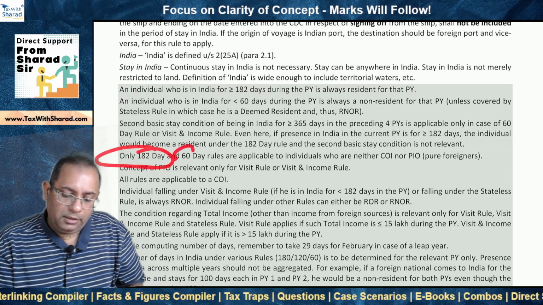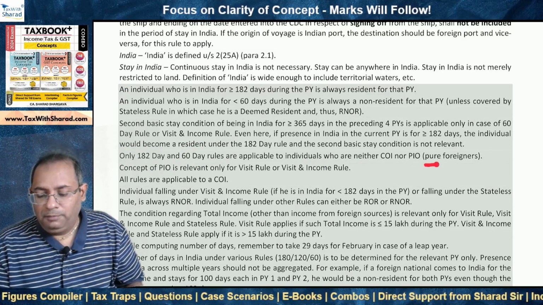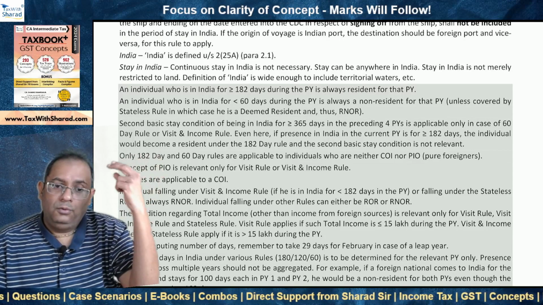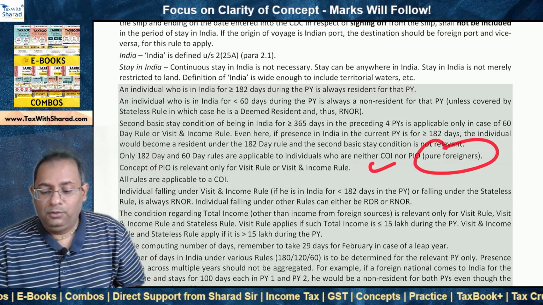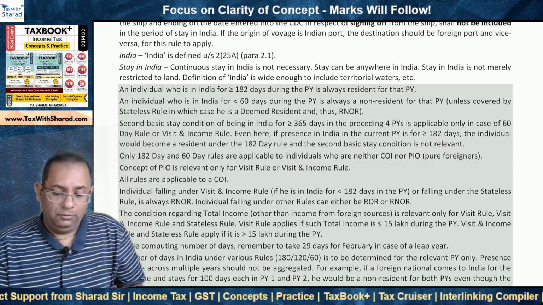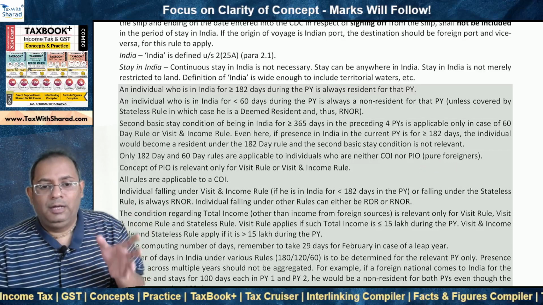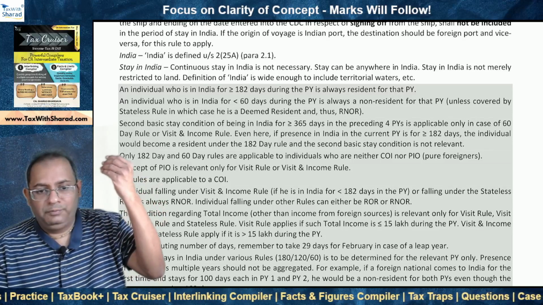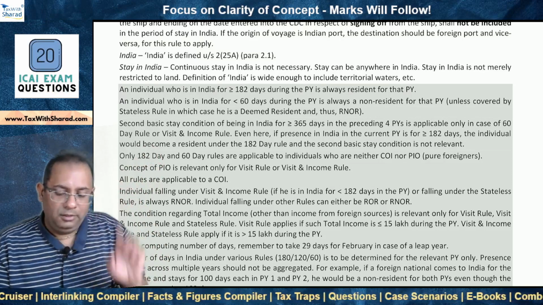Only 182-day and 60-day rules are applicable to individuals who are neither citizen of India nor PIO, that means pure foreigners. Because special rules are applicable to a citizen of India or PIO. What about pure foreigners who are neither PIO nor citizen of India? Special rules will not apply. So you will need to check the general rules. So 182-day rules and 60-day rules are applicable to a pure foreigner. So if in the question you have a person who is neither a citizen of India nor a PIO, you will straight away figure out that none of the special rules will apply. You straight away check the general rule. Okay. And then the stateless rule, if applicable.